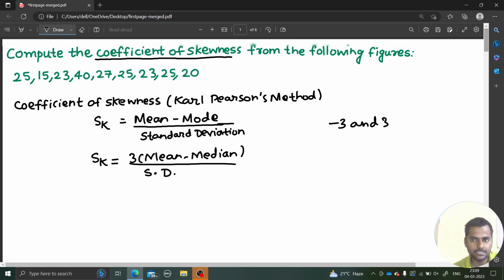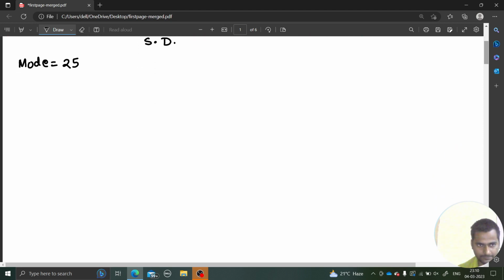Now, for this data we can clearly find the mode, because 25 is occurring 1, 2 and 3 times, and other values are occurring fewer times than that. So we can say the mode is 25 because it is occurring clearly 3 times. Now I'm using the first method, so I still need to find mean and standard deviation. So let's draw the table for that.